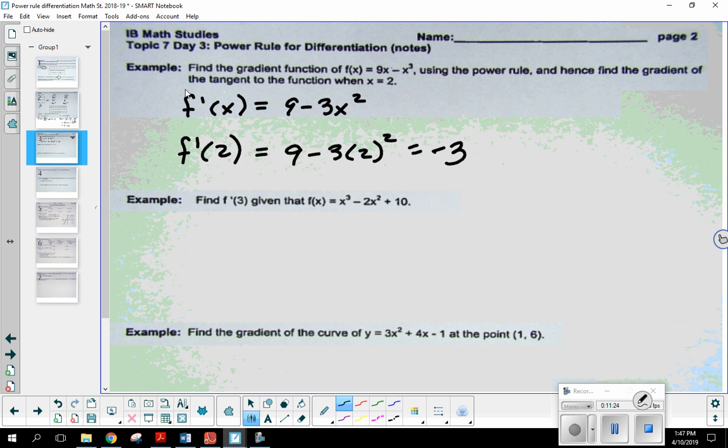Is anybody having a hard time? You never knew calculus could be so much fun, huh? Now, there's way more involved in this, but this is really the basic idea of a derivative.